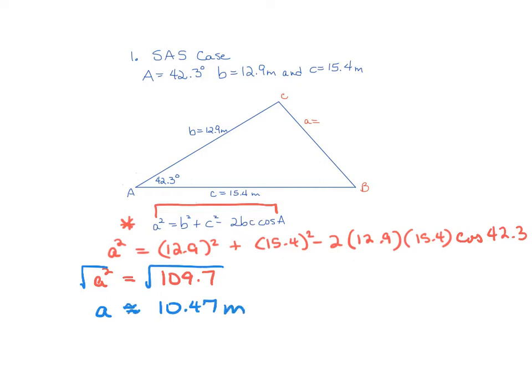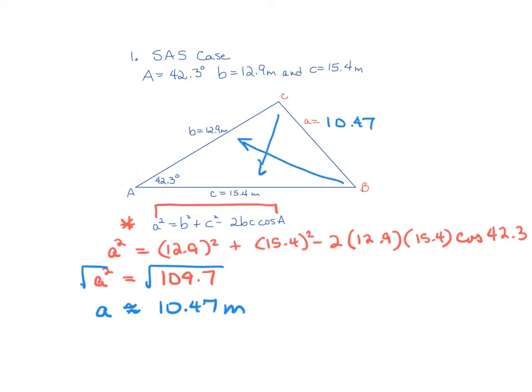Again, this is rounded. So this will be little a, 10.47. Now next, I'm going to use law of sines. When I have side angle side, after I've used law of cosines, I want to find the smaller of the two angles first. To figure out which one is smaller, angle B or C, I'm going to look at the side length across from it. Angle B is across from 12.9, which is smaller than 15.4.